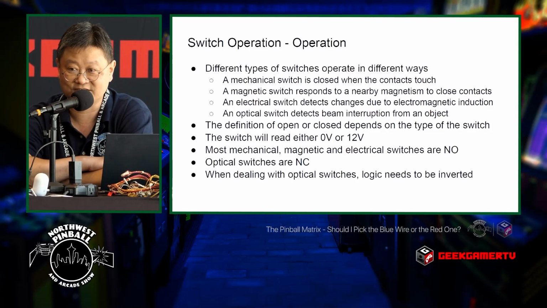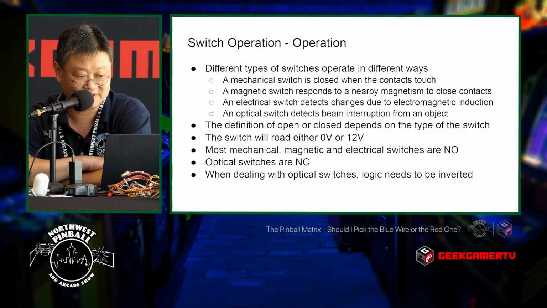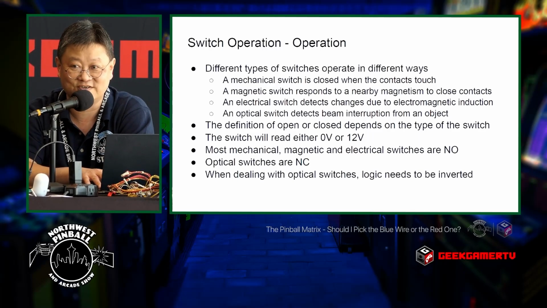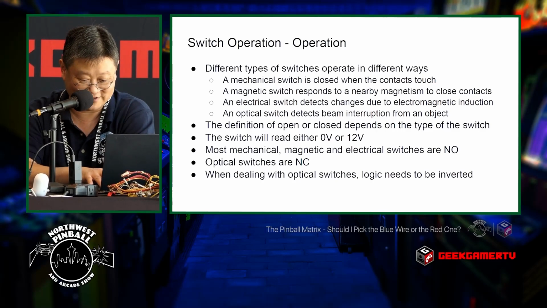And an optical switch, as we discussed earlier, is the optical beam interruption. The definition of open and closed depends on the type of the switch. As we said, a switch will either read 0 or 12. Most mechanical, magnetic, and electrical switches are normally open. Again, optical switches are normally closed due to the nature in which they operate with the optical beam, and the logic needs to be inverted. I kind of feel uncomfortable dealing with optical switches because of the inverted logic, because like you, I look at things physically. I try not to look at things electrically.